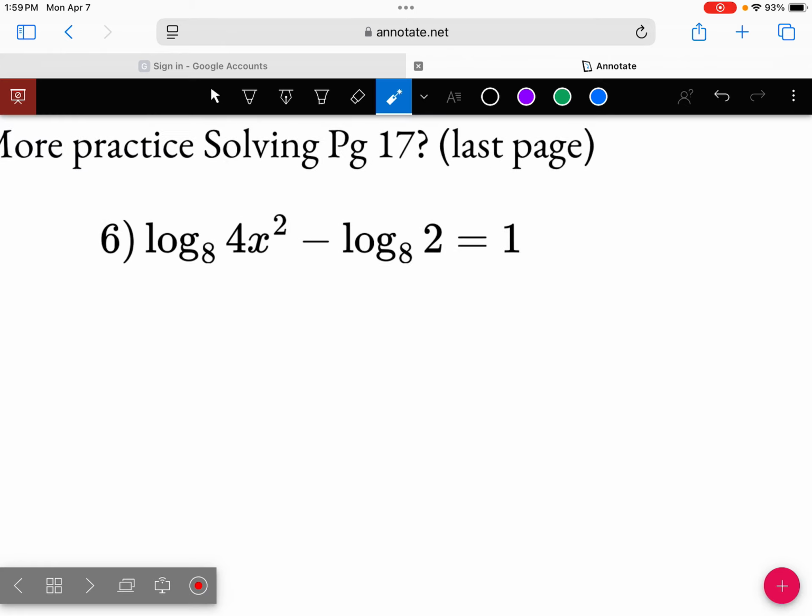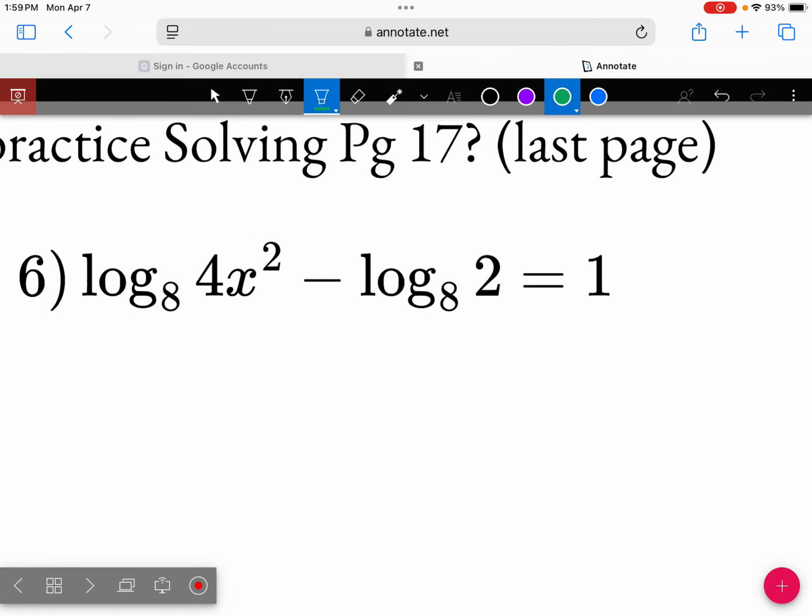So what we're going to need to do is condense this a little bit. We really would like to have this thing have just one log on this side. So we're going to aim to condense this guy down. What can we do to condense this?